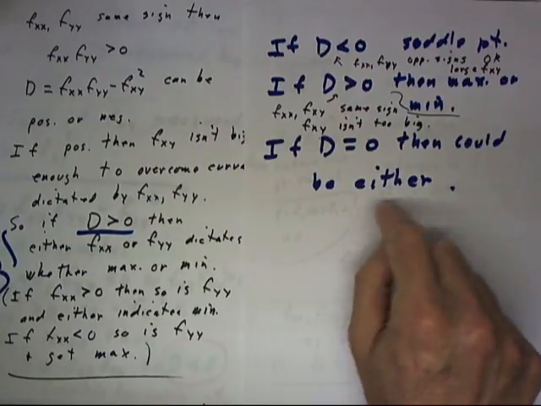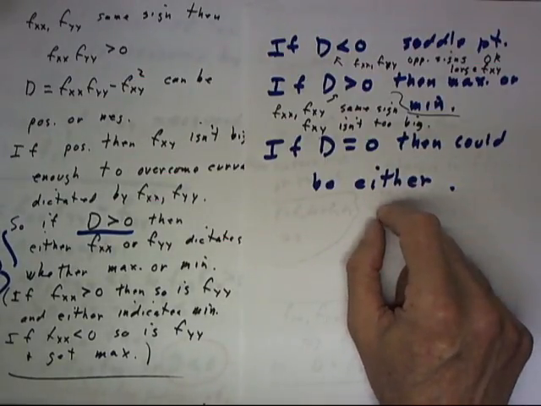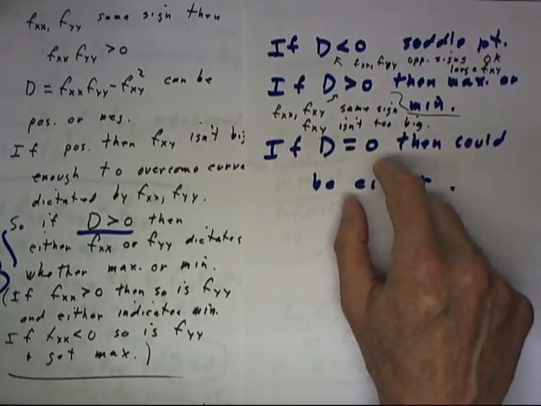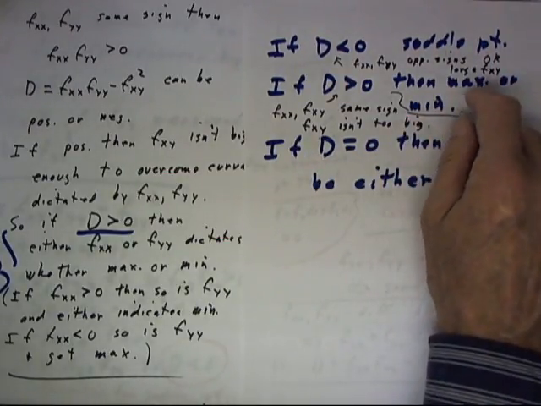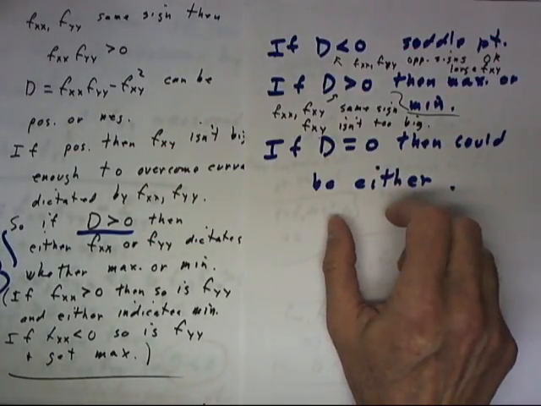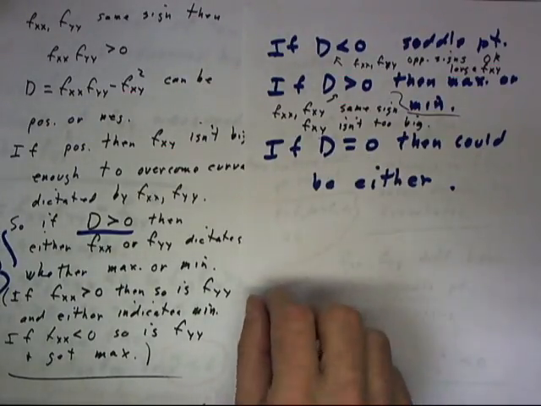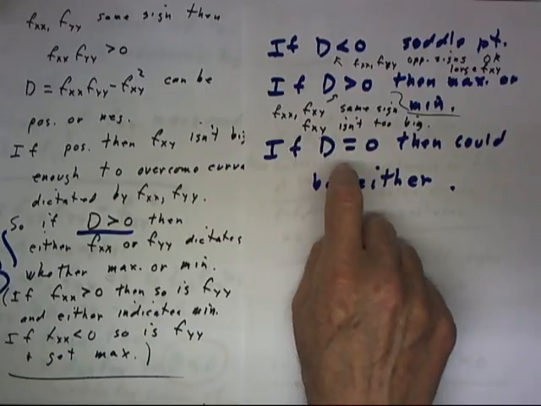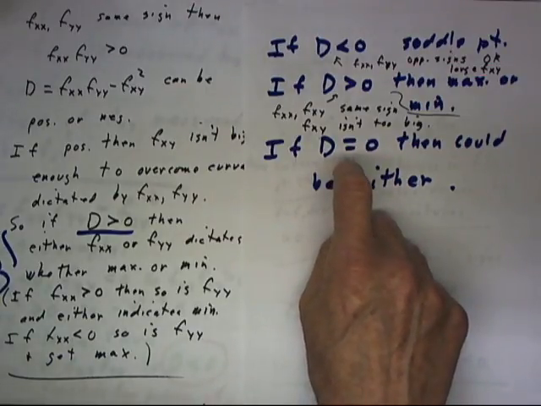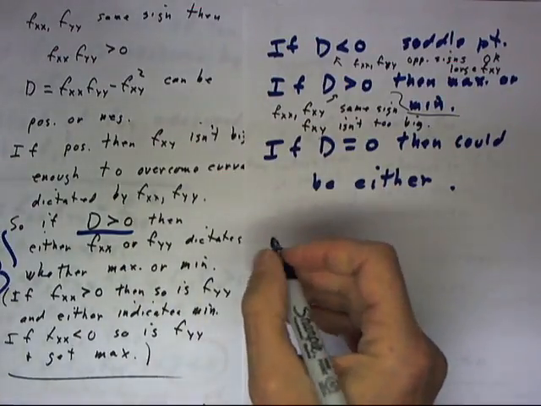If d equals 0, then we could go either way, and we can give examples. Your text, I believe, does give examples of how d could be 0, and you could have a saddle point, or you could have a max or a min. For example, if it's an x to the 4th plus y to the 4th function, then all your partials are going to be 0. All your second partials are going to be 0, but you can still have a max or a min. So I'll just write down an example of where d is 0.